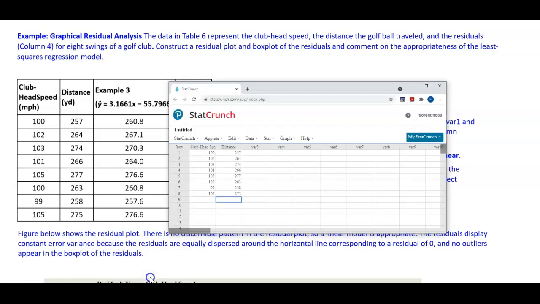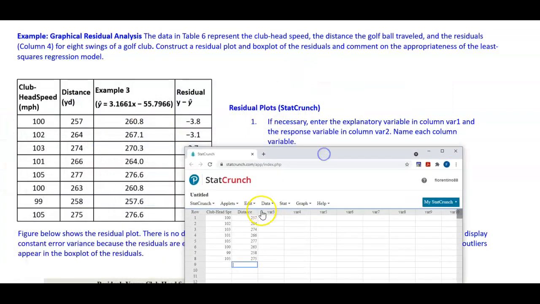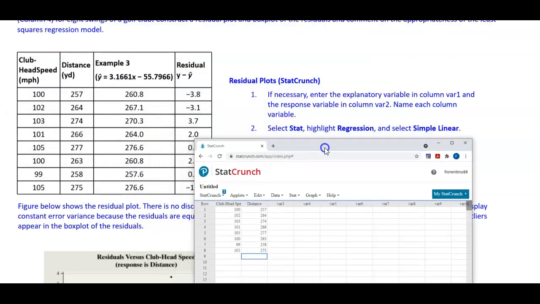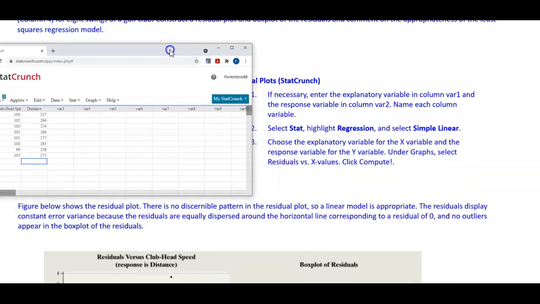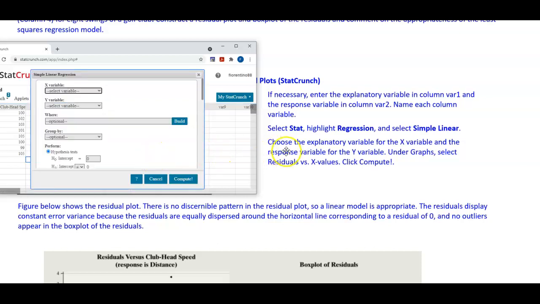So, if necessary, enter the explanatory variable, which is the club head speed, in the first column of our data, and then the response variable, which is the distance, and therefore there you have that information. Okay, so now we're going to select Stat, highlight Regression, and then select Simple Linear. Then we're going to choose our explanatory variable, which is the club head speed, and the y variable being the distance.